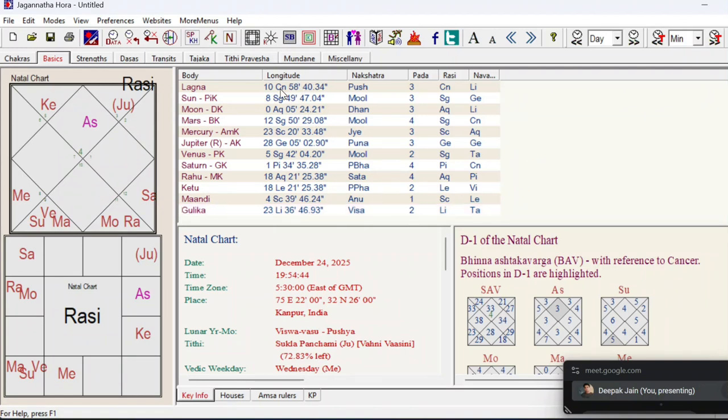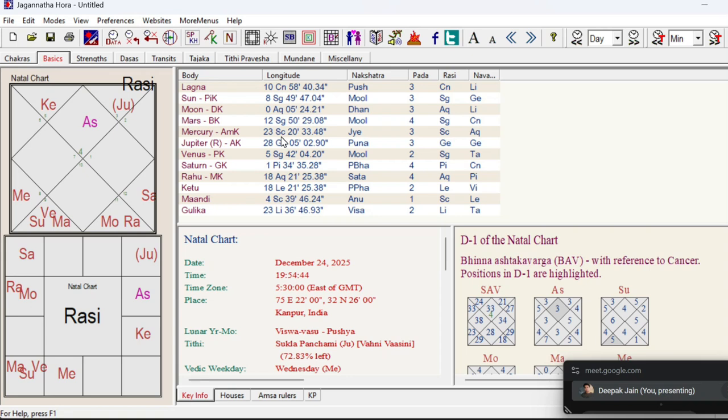Would it have been combust if Mercury were, say, 25 degrees in Scorpio? Yes, this would also have got combust. So that would be three planets. You're getting the point? Yeah, I'm getting the point.